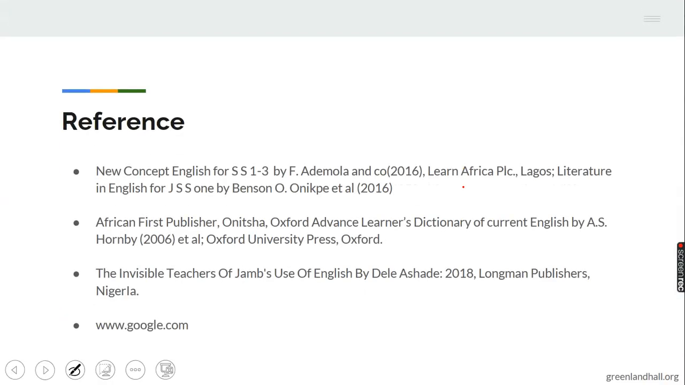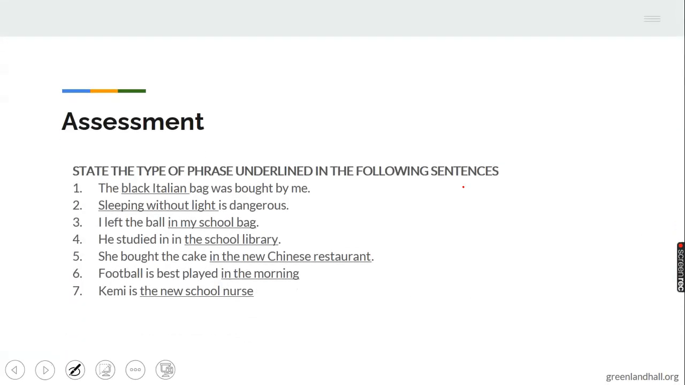Then in final conclusion, please, these textbooks are very important for you to go through. Go through these textbooks and this reference material. Learn more from them about noun phrases and you'll be good for it. For your assignments, state the types of phrases underlined in the following sentences. You tell me their types.